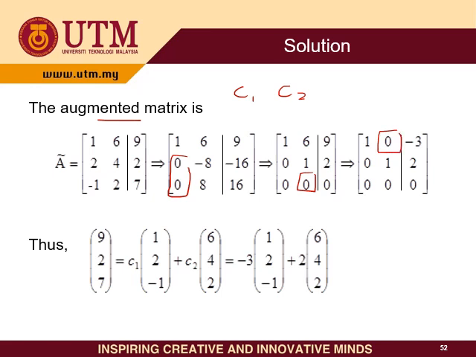Alright, and we get our echelon form. Then we can find our C1 and C2, where C2 is 2 and C1 is -3. Then we replace the C1 and C2 with -3 and 2.